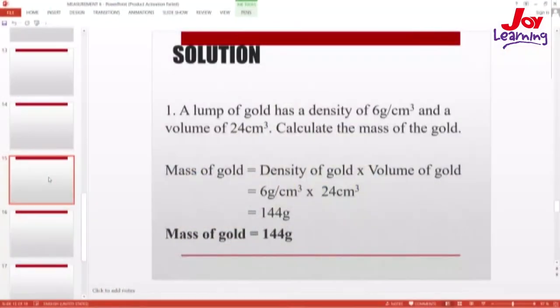So 6 grams per cubic centimeter multiplied by 24 cubic centimeters. The cubic centimeters will cancel out, leaving the gram. So 6 times 24 will give us 144 grams. Therefore, the mass of gold is 144 grams, which I believe you got right. Let's proceed to our next question. Question number 2.